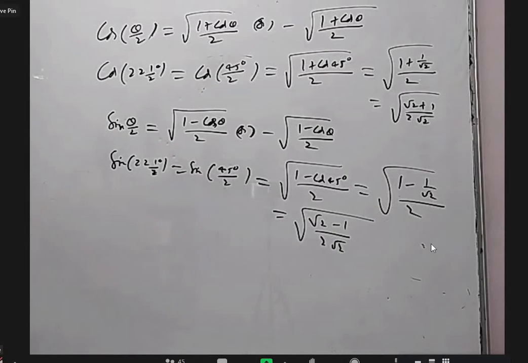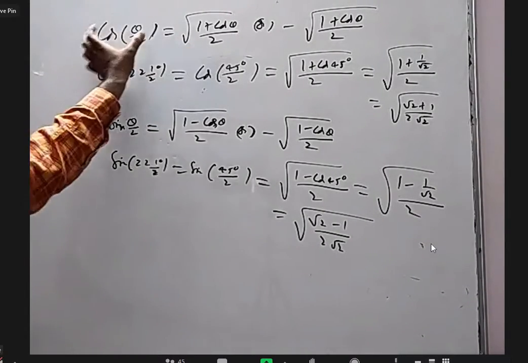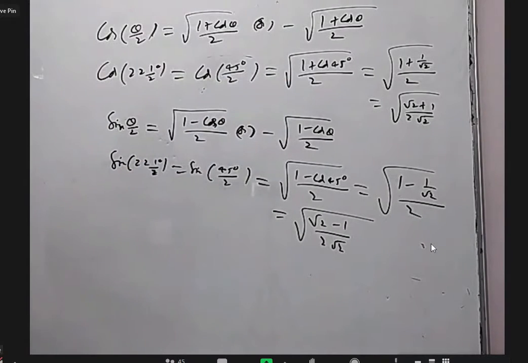Sir, you wrote cos theta by 2 equal to plus or minus root over (1 plus cos theta) by 2, no, sir? We have to take the plus or minus sign depending upon the quadrant of theta by 2, no, sir? Yeah, depending on whether this is positive, you will write this. If this is negative, you will write this. Okay, sir.